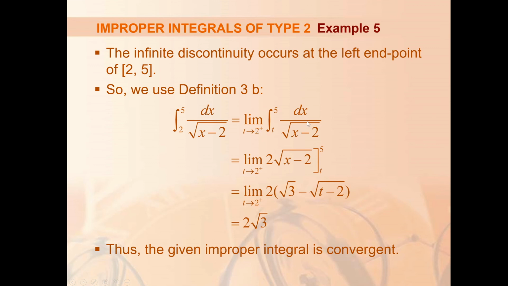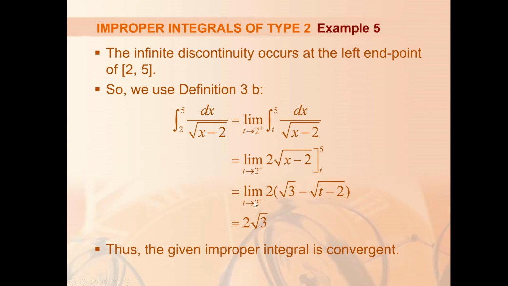Once you integrate it, we have 2 square root of x minus 2 from t to 5. Again, t is getting close to 2 from the right-hand side. Once again, if you plug in 2 exactly, the original integrand would be undefined, and if that's undefined, there's no purpose in doing the integration. So now we integrate it, and then using part 2 of FTC, we plug in the limit, with t getting close to 2 from the right. Here's what we found: it's 2 root 3.